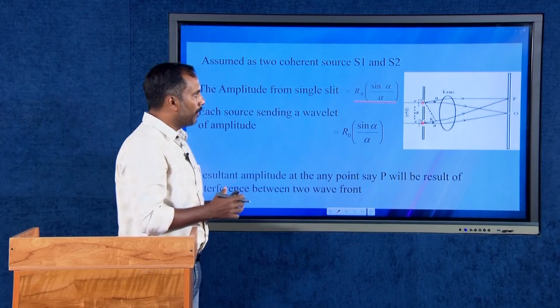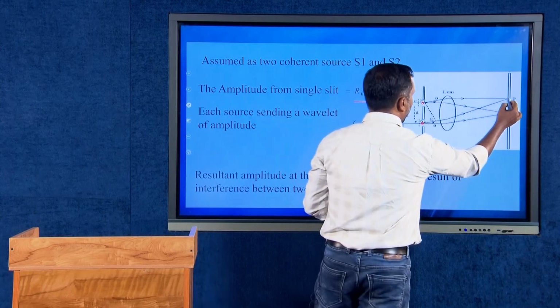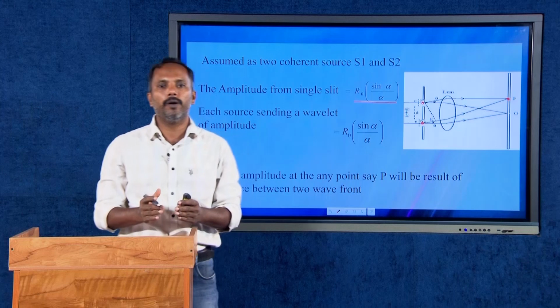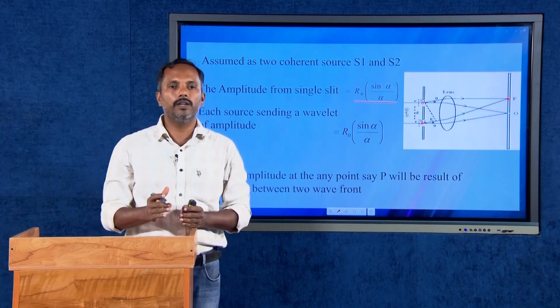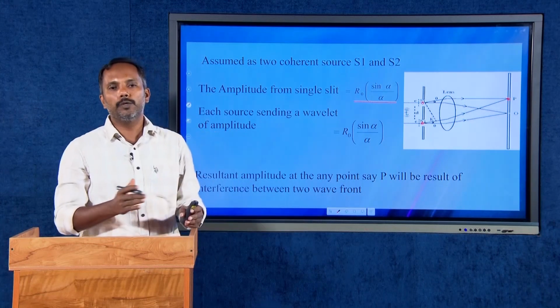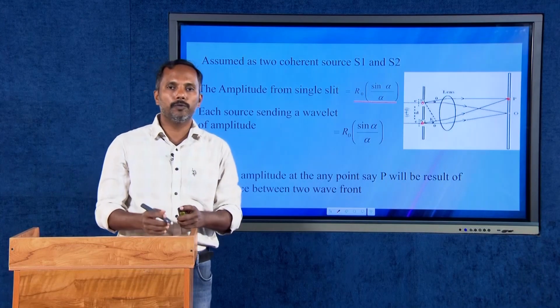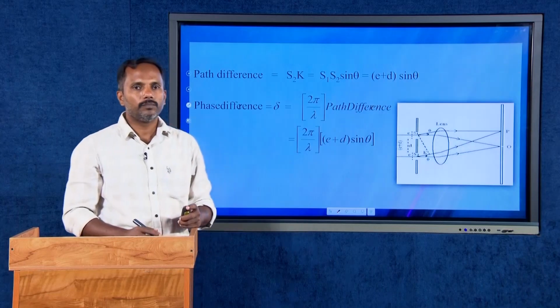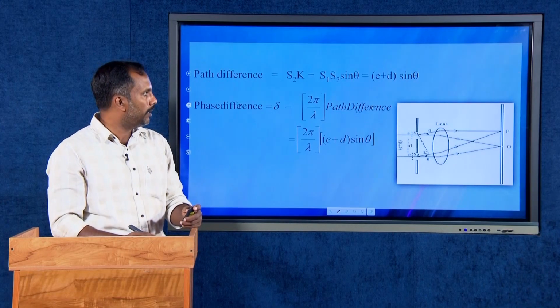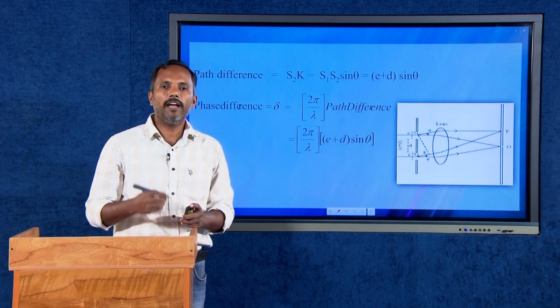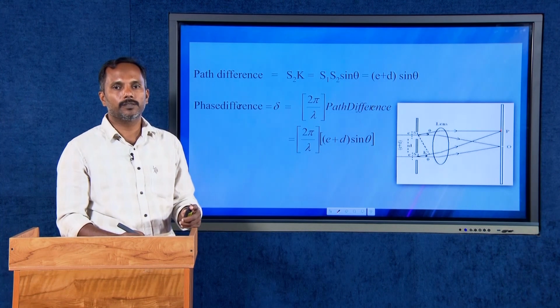When these two wavefronts are meeting at this particular point, then the resultant amplitude at that point will be the result of the interference or superposition between these two wavefronts. That is the concept we are going to discuss here. So, to calculate the resultant intensity, first of all we have to have the equation for the path difference and phase difference. We have to have the path difference.